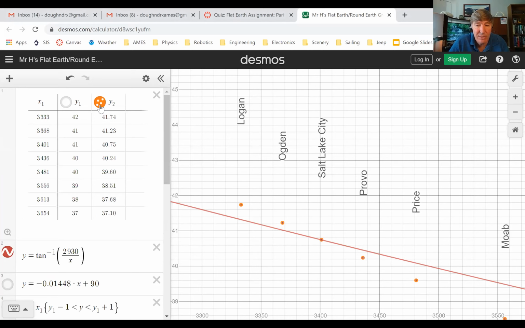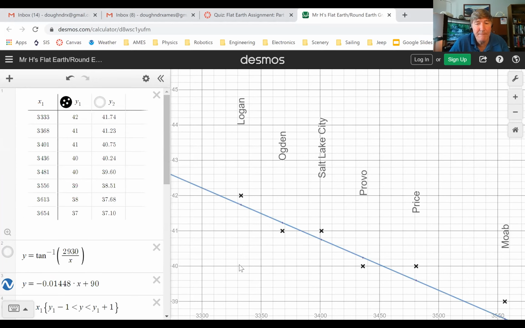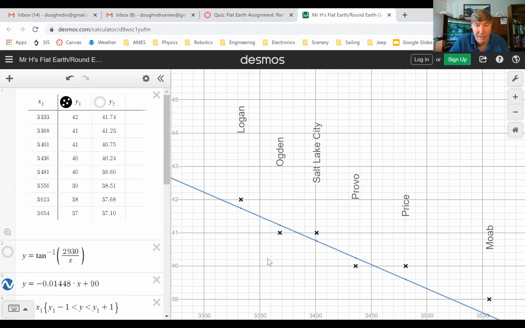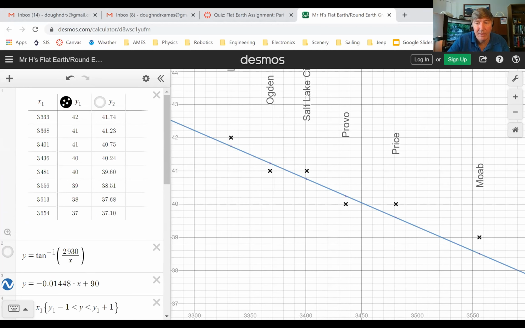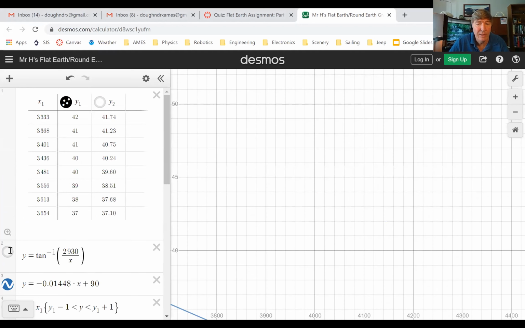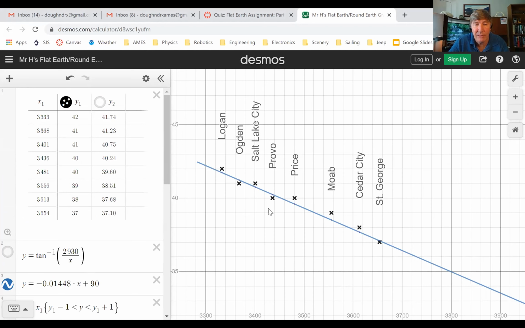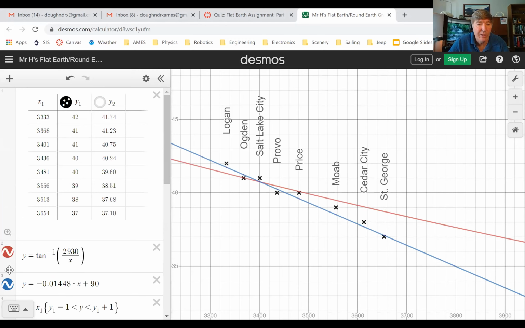Okay, but now let me ask, can we say that we've proven that the Earth is round? So let me turn off the sextant data, turn on the protractor data, and turn on both models. Okay, and again, I keep moving the mouse without clicking it first. All right. So here is the flat Earth model. Here's the round Earth model.